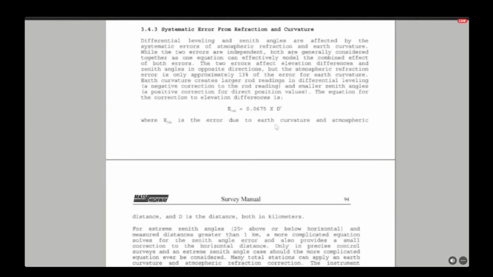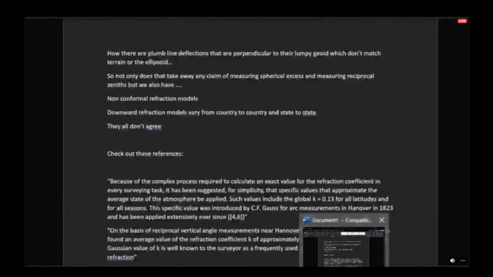So it says the two things they know that affect their measurements are atmospheric refraction and Earth curvature. Like I said, the two errors can affect elevation differences and zenith angles in opposite directions, but atmospheric refraction error is approximately 13% of the error for Earth curvature. So they make a negative correction one way, a positive correction the other way, and it's just something that they have to accommodate.